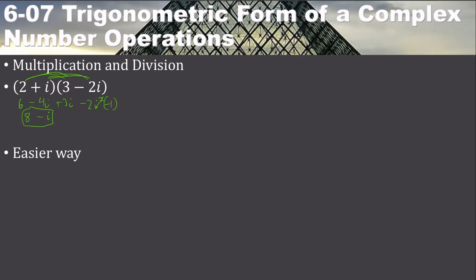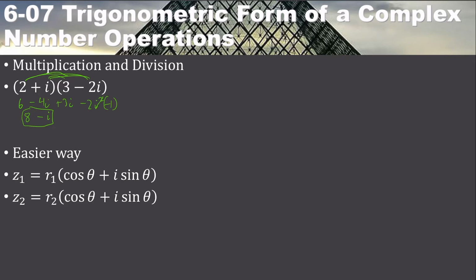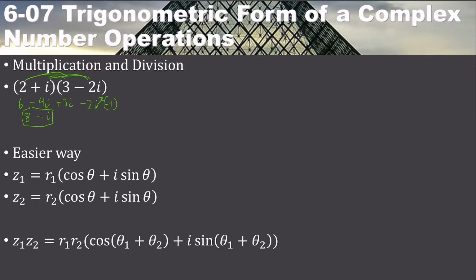Turns out that there's an easier way if you have trig form. So if those are my two complex numbers in trig form, to multiply them, you multiply the r's and you add the angles. That's all you have to do. Multiply the r's and add the angles, and you have multiplied the trigonometric form of the complex numbers.